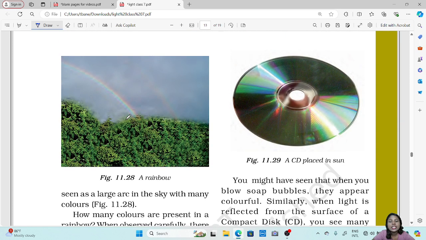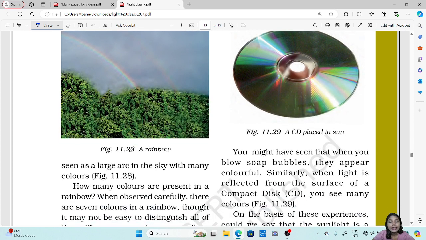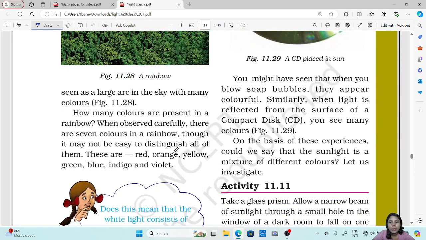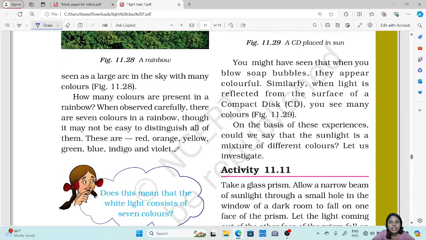So we usually don't see rainbows on a sunny day. We see them right after it rains and there is slight sunlight. In that case, we see an arc of colors called a rainbow. Many colors are present in the rainbow. There are 7 colors, and we remember them with a word.